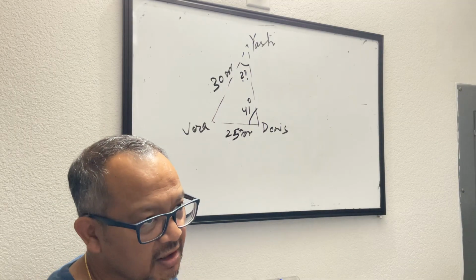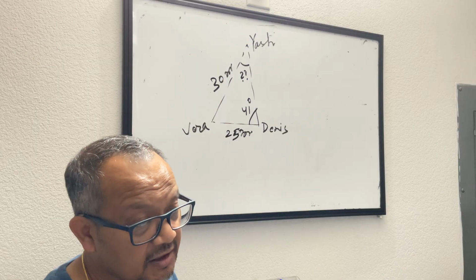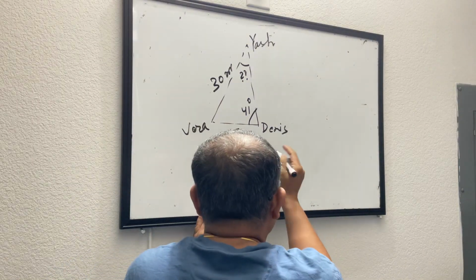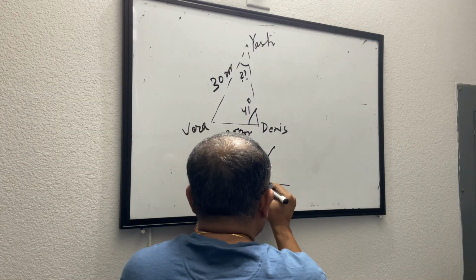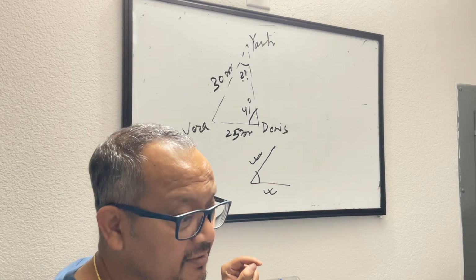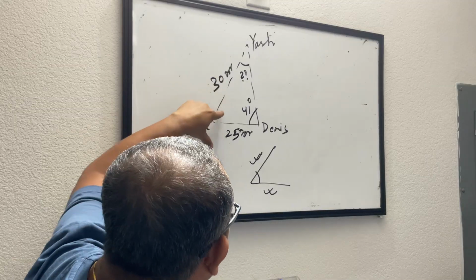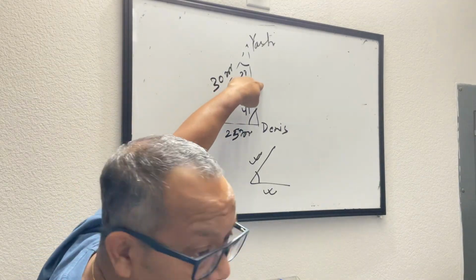You only know one angle, but what does law of cosine need from us? Law of cosine needs two sides and the angle between them. If you know this side and the angle between them, then you can use law of cosine. Yeah? So here, you know the two sides, but we don't know the angle between them. This side is not known yet.